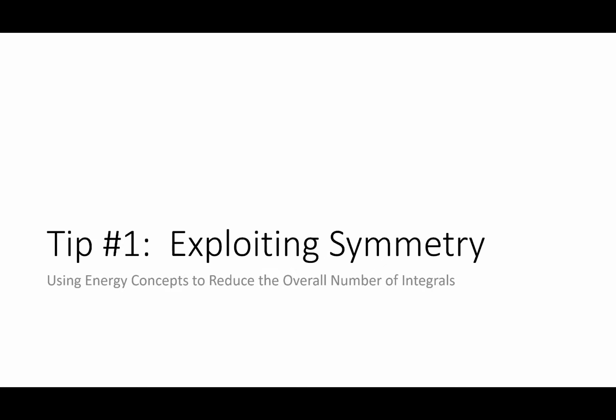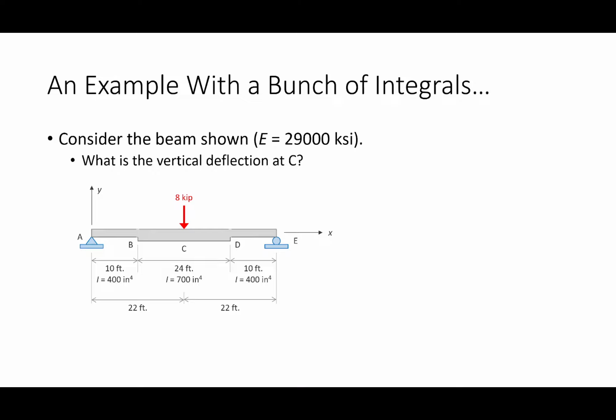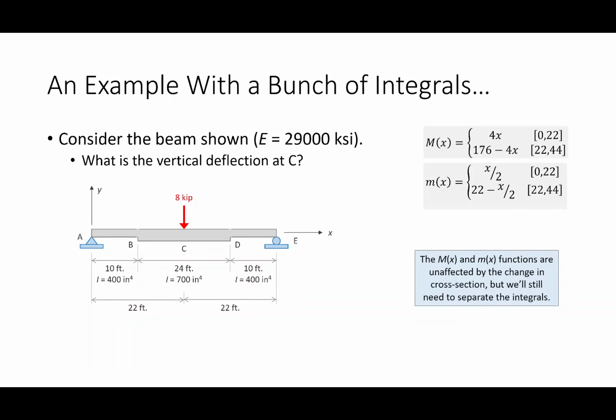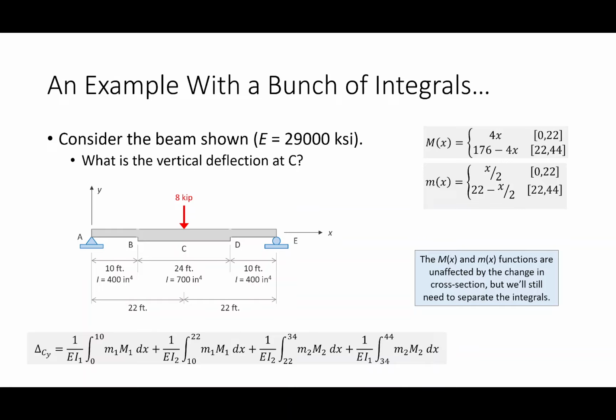As I said, the concept of virtual work is that we are summing energy. Ultimately, these integrals are there to sum the energy totally in the beam. And we can use that idea to reduce the number of integrals that we have to compute. For example, let's take this problem that we just talked about. We've got 2 real moment functions, 2 virtual moment functions, but because we've got this break in the cross-section, it requires us to have to do 4 integrals.